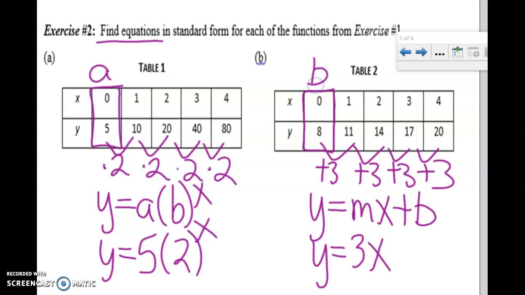Now this is your y-intercept. It's a b because it's linear, and you just put this at the end as plus 8. And there you have it. You've just written a linear and an exponential model from a table.